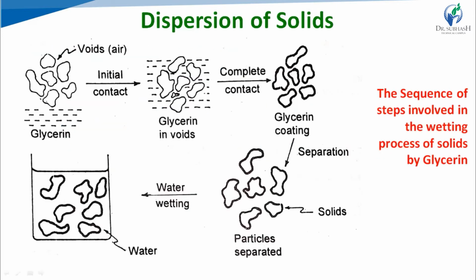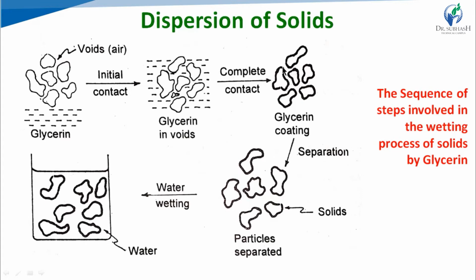Over here in the pictorial view, we can see the sequence of steps involved in the wetting process of solid by glycerin. First we have the glycerin, and we have the solid substance particles. In between the particles there are voids, or an entrapment of air, and we should first add such a powder into the glycerin. So there will be an initial coating, and the glycerin will come inside the voids. Voids will be filled up by the glycerin.